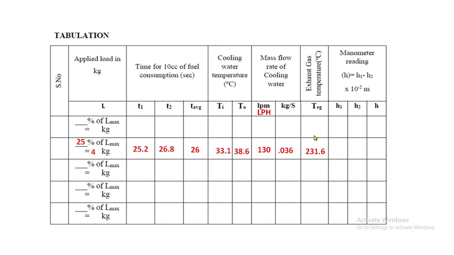Then the exhaust gas temperature: using the temperature indicator, you can measure the exhaust gas temperature. Manometer readings H1 and H2 are in centimeters, commonly given as 10.2 into 10 power minus 2 meter, and find the difference. So with this 25% of maximum load, 4 kg, we will do the calculation.